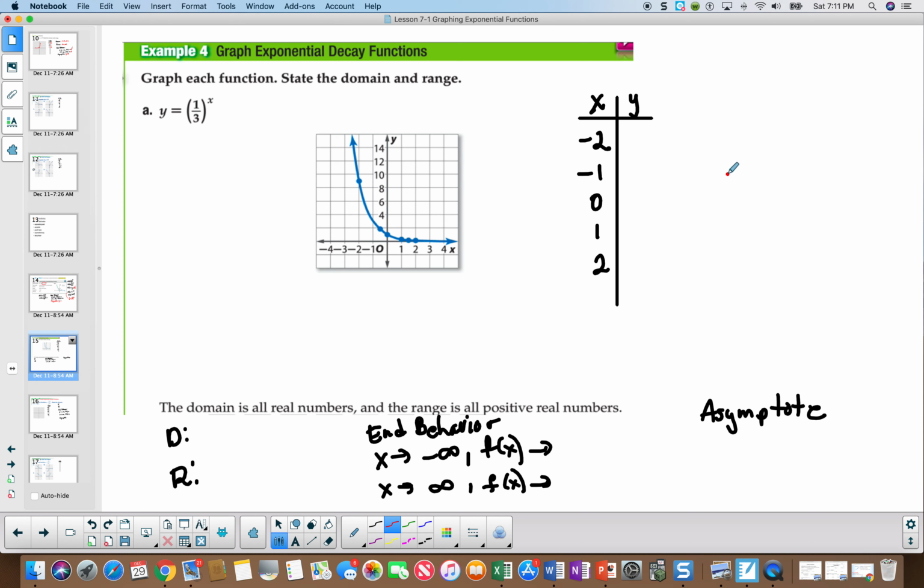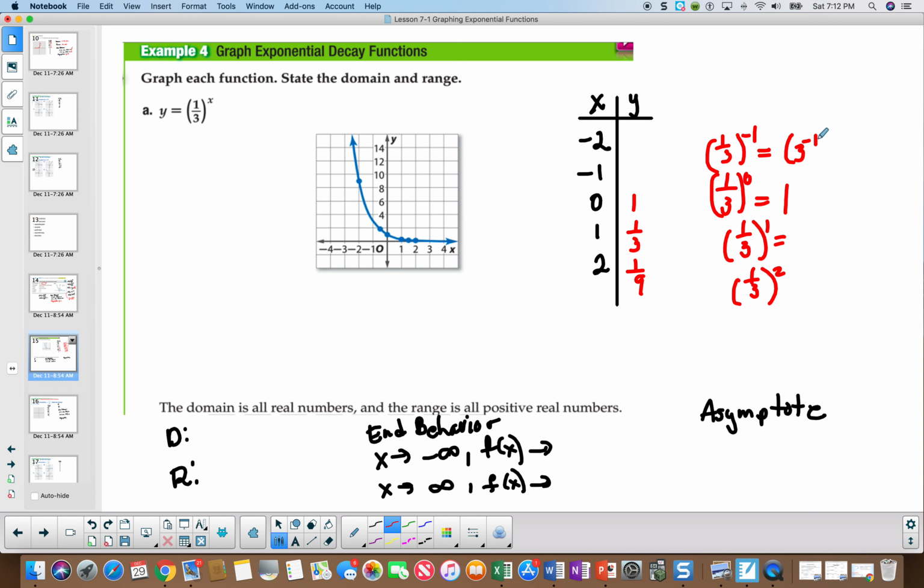I'm going to do 1/3 to the 0 power, and that's going to be 1. And then 1/3 to the 1 power, and that's going to be 1/3. And 1/3 to the second power, and that's going to be 1/9. Now let's do 1/3 to the negative 1 power. Now there's a lot of ways we can look at this. We can look at this as 3 to the negative 1 power, to the negative 1 power, multiply, and that's going to be a 3. Or you could just think this means reciprocal, and the reciprocal of 1/3 is 3.